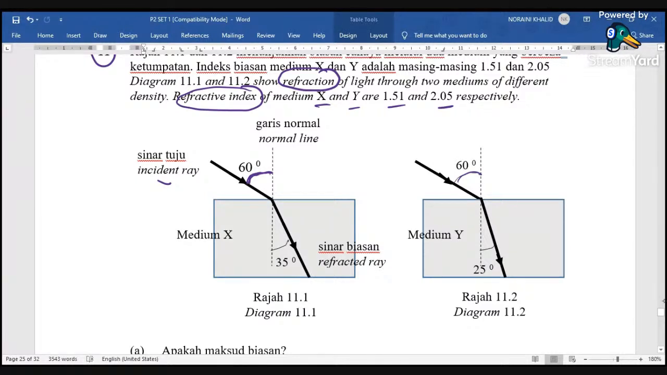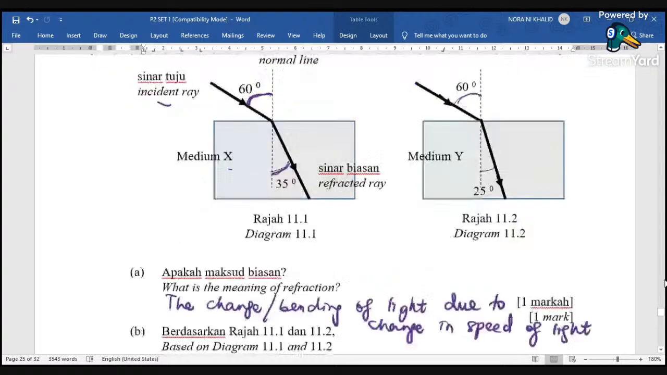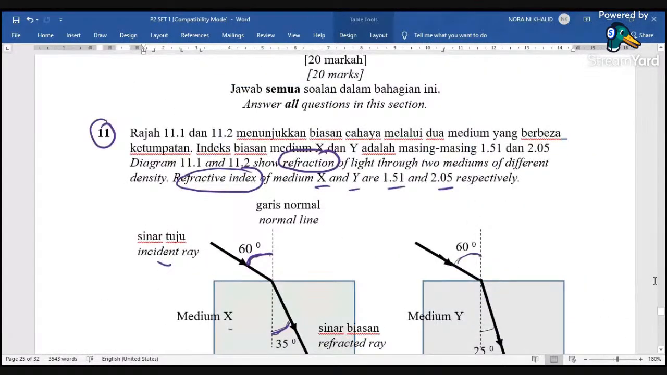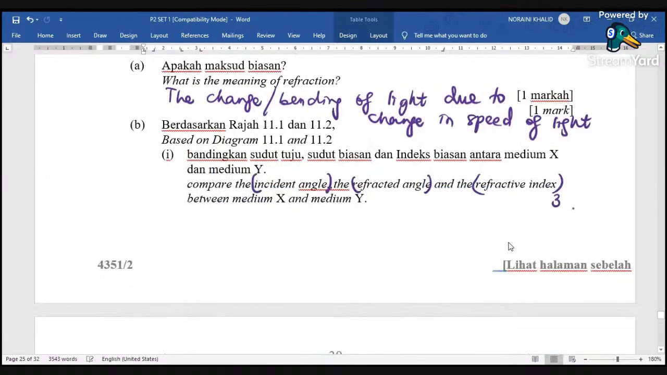Okay, now look at the refracted angle. In medium x it is 35 degrees, in medium y 25. This means the refracted angle in medium x is larger than in medium y. Refractive index, you just look at the value here. For x it is smaller than y. Okay, just write again the answer.